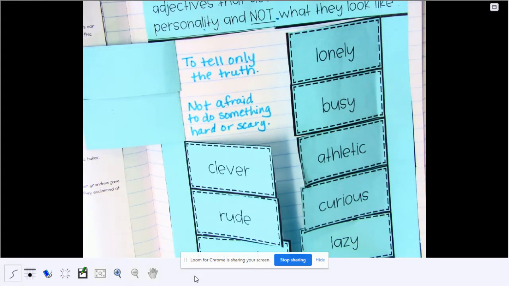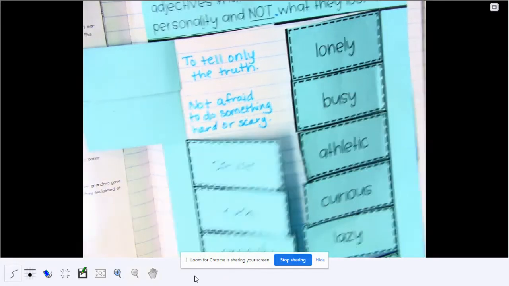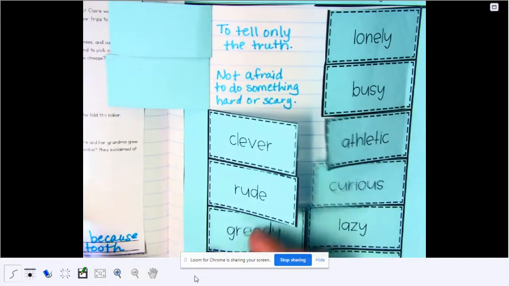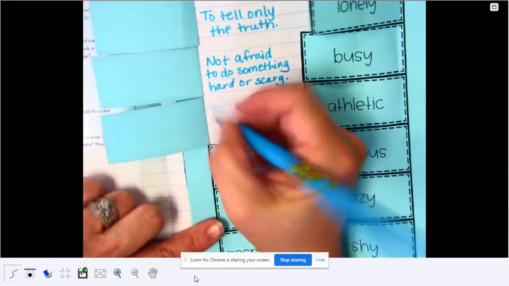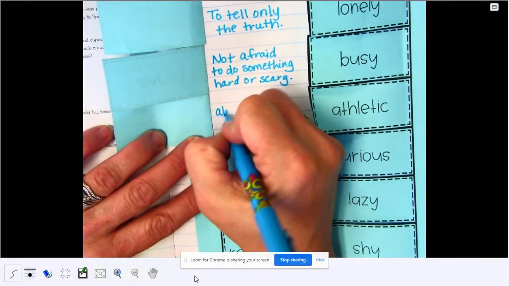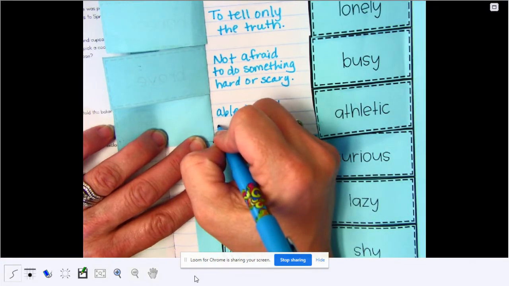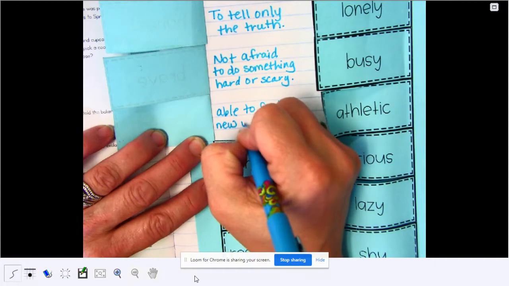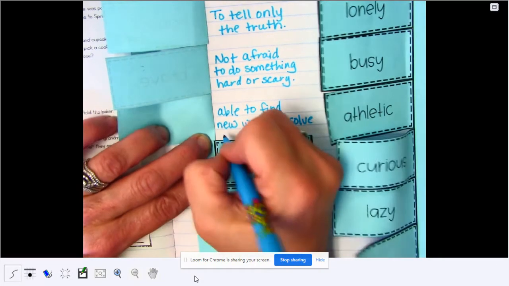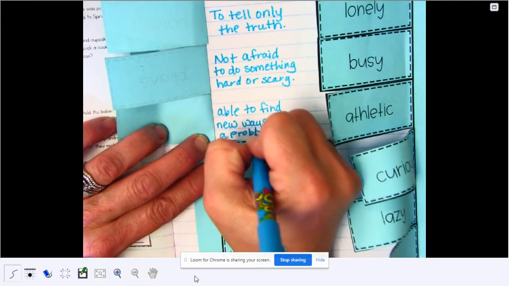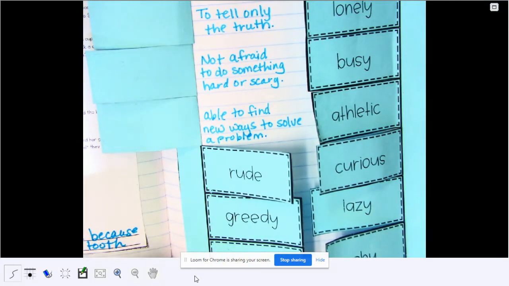All right, so make sure you get these 2 definitions down. To tell only the truth, not afraid to do something hard or scary. What would clever mean? Clever. Able to find new ways to solve a problem. Okay, so you might have a problem and they might find a new way to solve that problem. So they're very clever.